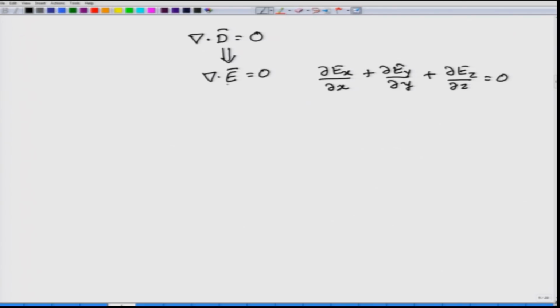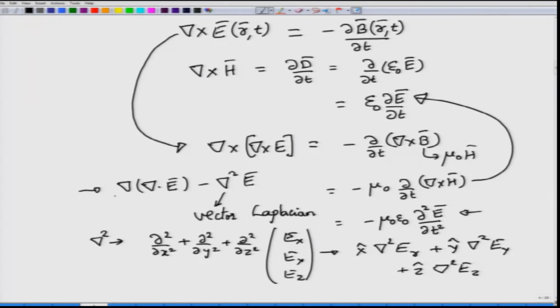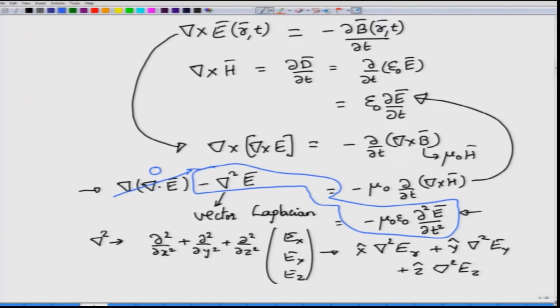Now that we have made del dot E equal to 0, the gradient of del dot E naturally will also be equal to 0. Now we have an equation. So, now we go back to this expression. Since we know that del of del dot E is equal to 0, let me substitute a 0 here. So, what I have is this one: minus del square E is equal to minus mu naught epsilon naught times del square E by del t square. And what is this del square?